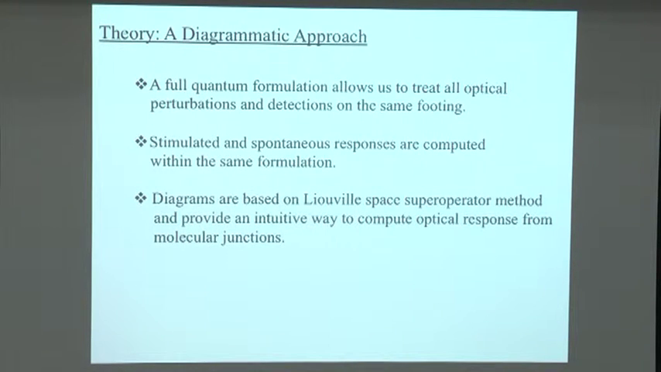So the semi-classical theory, what did they do? They calculate the polarization induced by the external input light. This polarization they use to solve the Maxwell equations to generate the pulse or the signal.